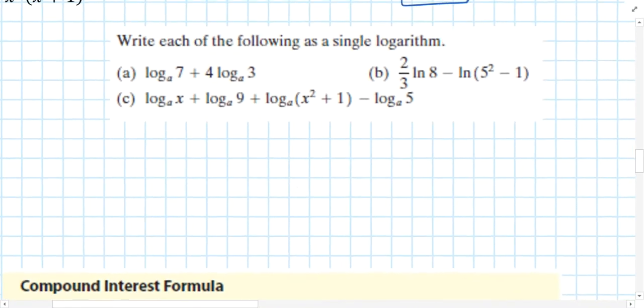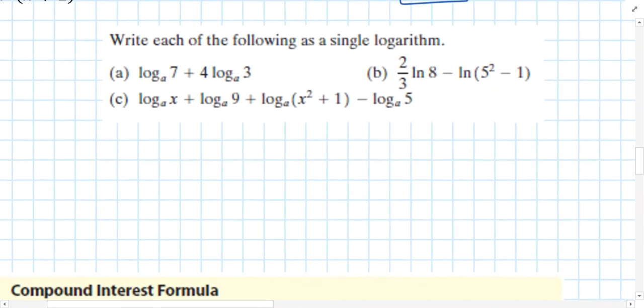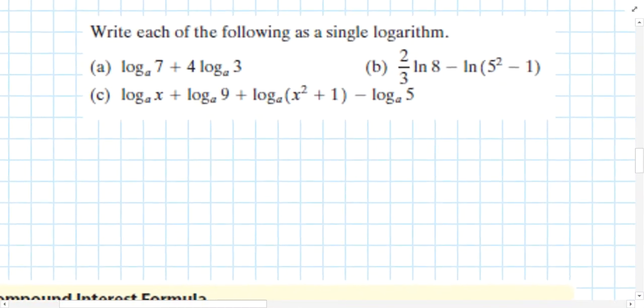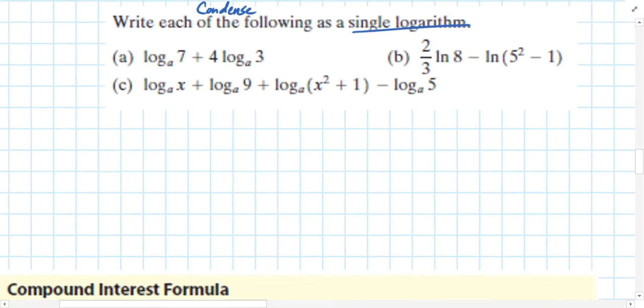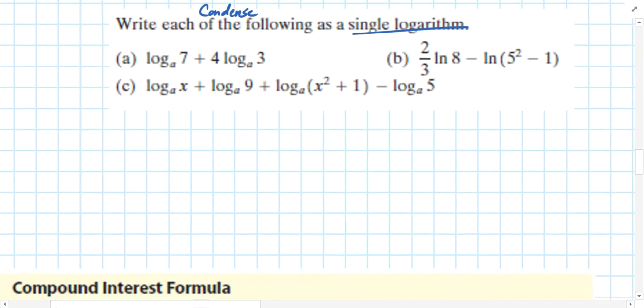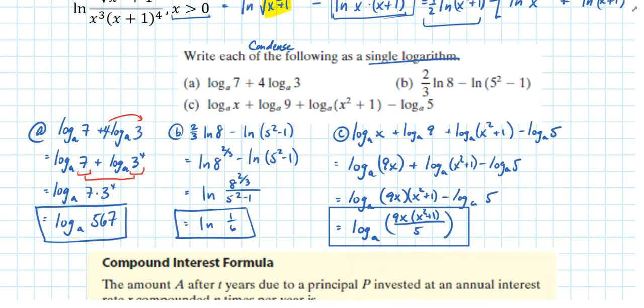To finish this video, I'm going to ask you to pause it and try to condense these 3 examples. So do the exact opposite of what was just done in the last few examples. Instead of expanding them into separate logarithms, I want to condense these into a single logarithm. Pause the video now and resume playback in a moment to check your work. And here we have it.